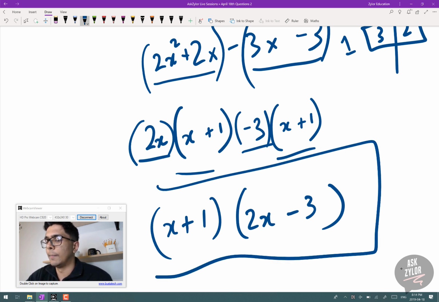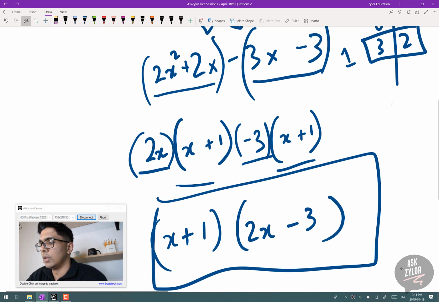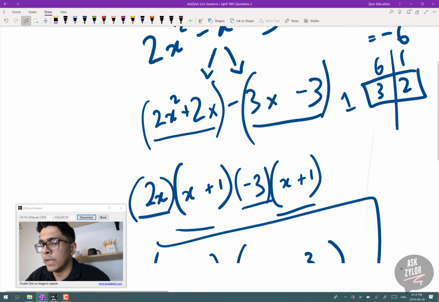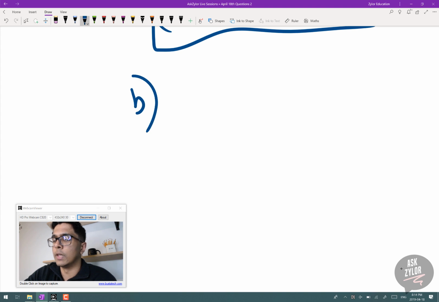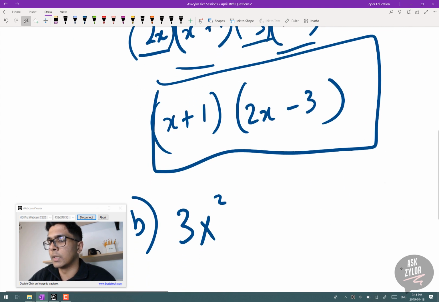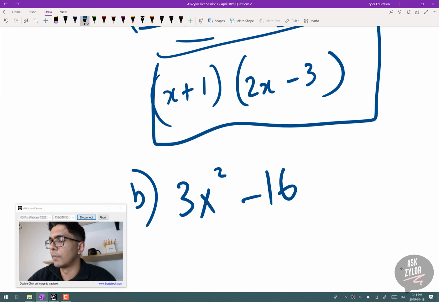And then we're done. We got x plus 1 and 2x minus 3. So we'll practice that again with a different equation. So we have 3x squared minus 16x plus 5.